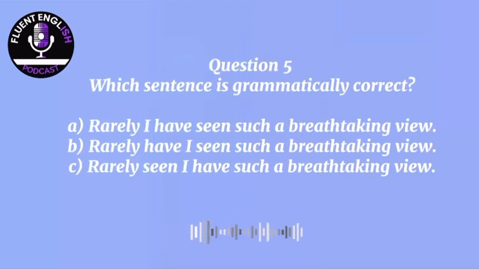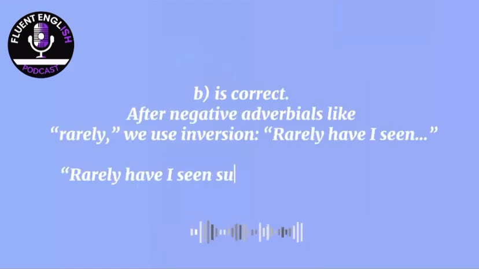Question 5. Which sentence is grammatically correct? A. Rarely I have seen such a breathtaking view. B. Rarely have I seen such a breathtaking view. C. Rarely seen I have such a breathtaking view. B is correct. After negative adverbials like rarely, we use inversion. Rarely have I seen. Rarely have I seen such a breathtaking view.